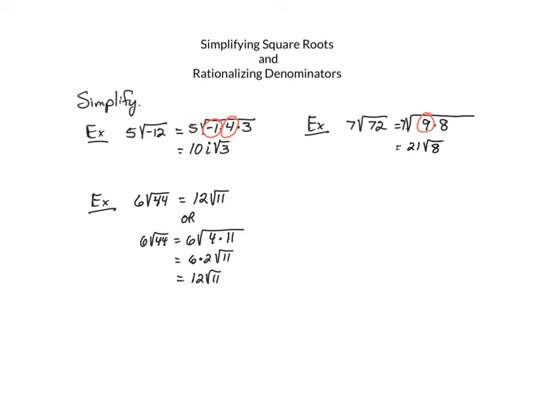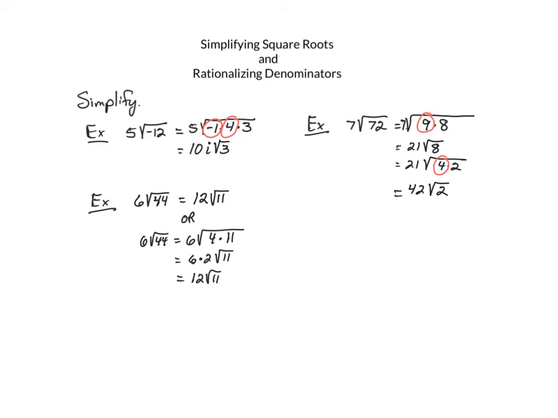Often people aren't careful here, and they just think they're done, but notice the 8. Well, it does involve a perfect square factor, so we need to simplify that. We know that 8 is 4 times 2. So this radical is not simplified. We need to bring out more. So if we bring out the square root of 4, which is 2, we multiply it by the 21, and we would have 42 square root of 2.